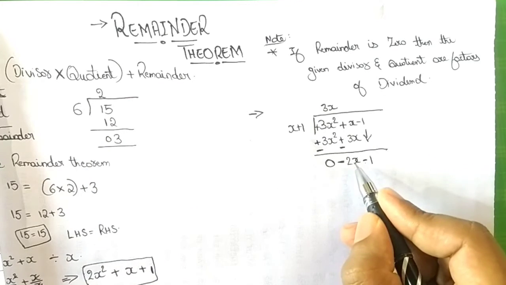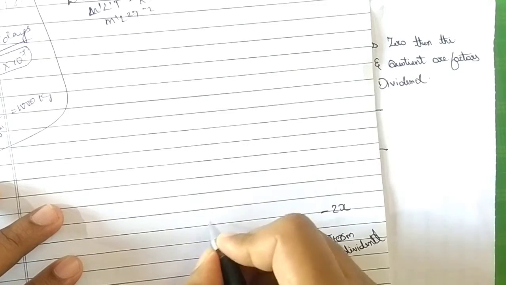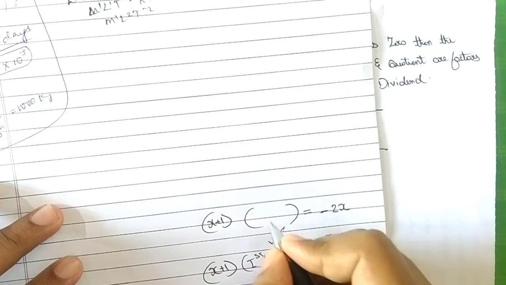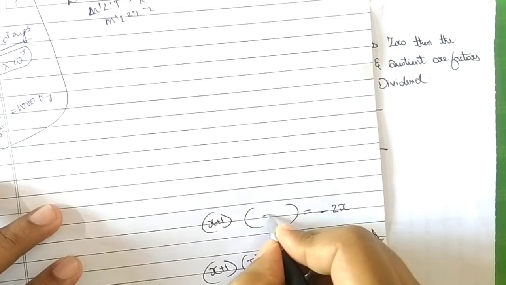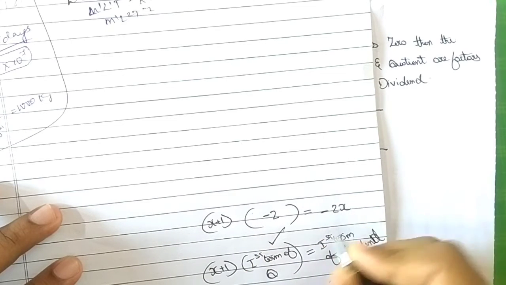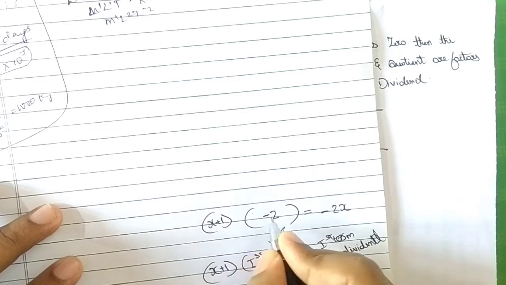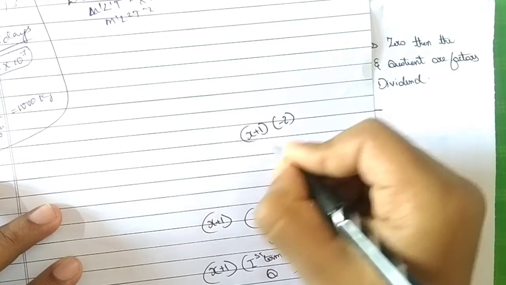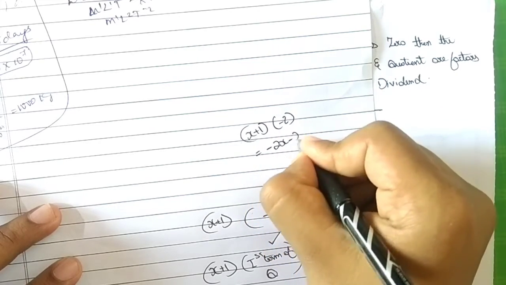Here the required term of the dividend is minus 2x. This is minus 2x and this remains the same, x plus 1, and we need to find the second term of the quotient. So we can take minus 2 here. Why? Because x is present here, x is present here. On multiplying x plus 1 with minus 2, what will you get? Minus 2 into x, minus 2x, minus 2 into 1, minus 2.